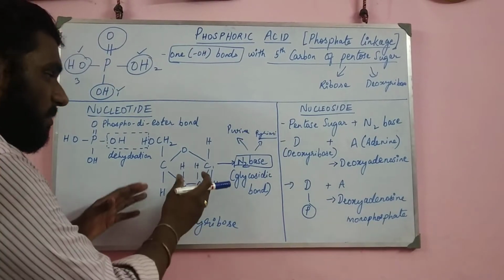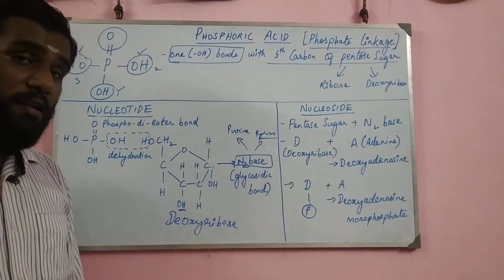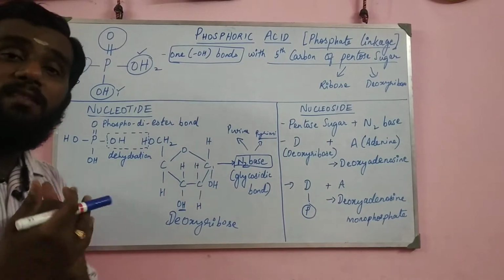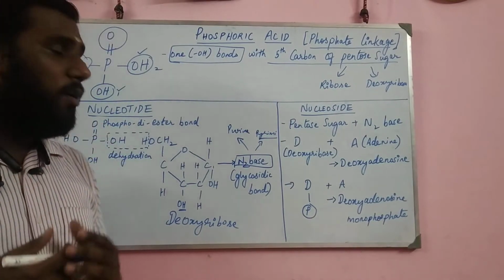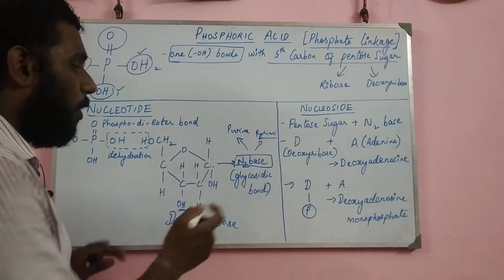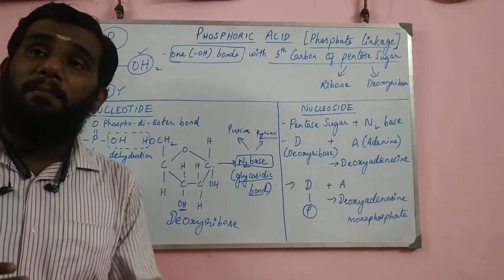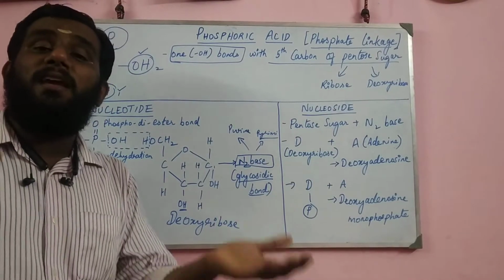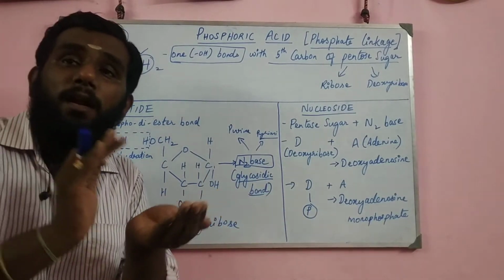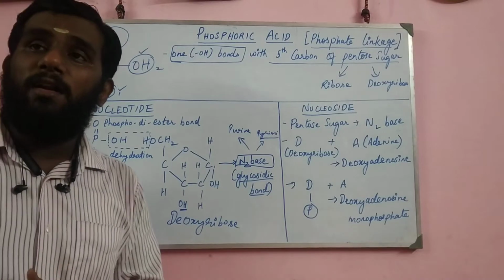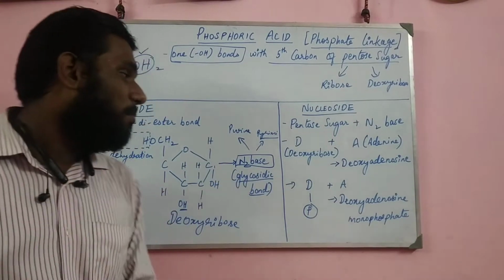So basically, the carbon is getting bonded with the nitrogenous base. And what kind of bond is getting formed between them? That bond is called a glycosidic bond. You would have already read about it in biomolecules. So the carbon and the nitrogen are getting bonded together with the help of a bond that is called a glycosidic bond.